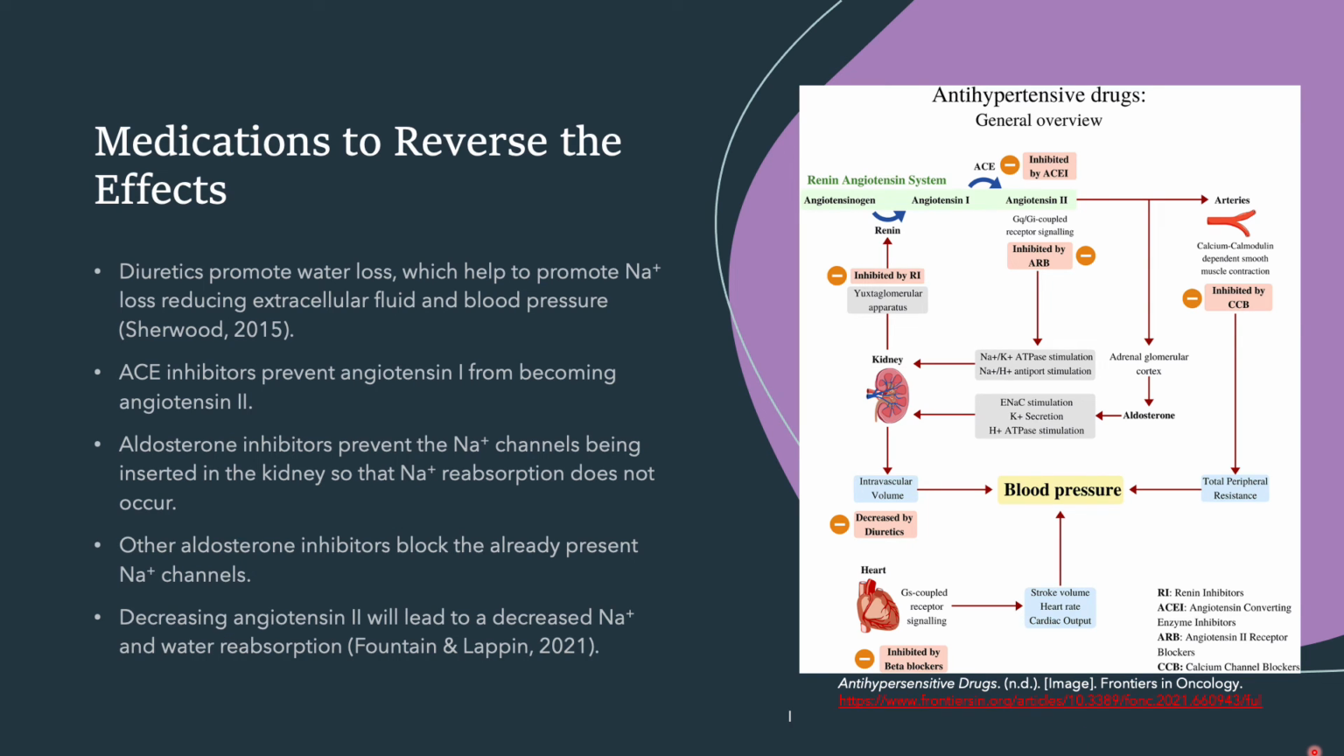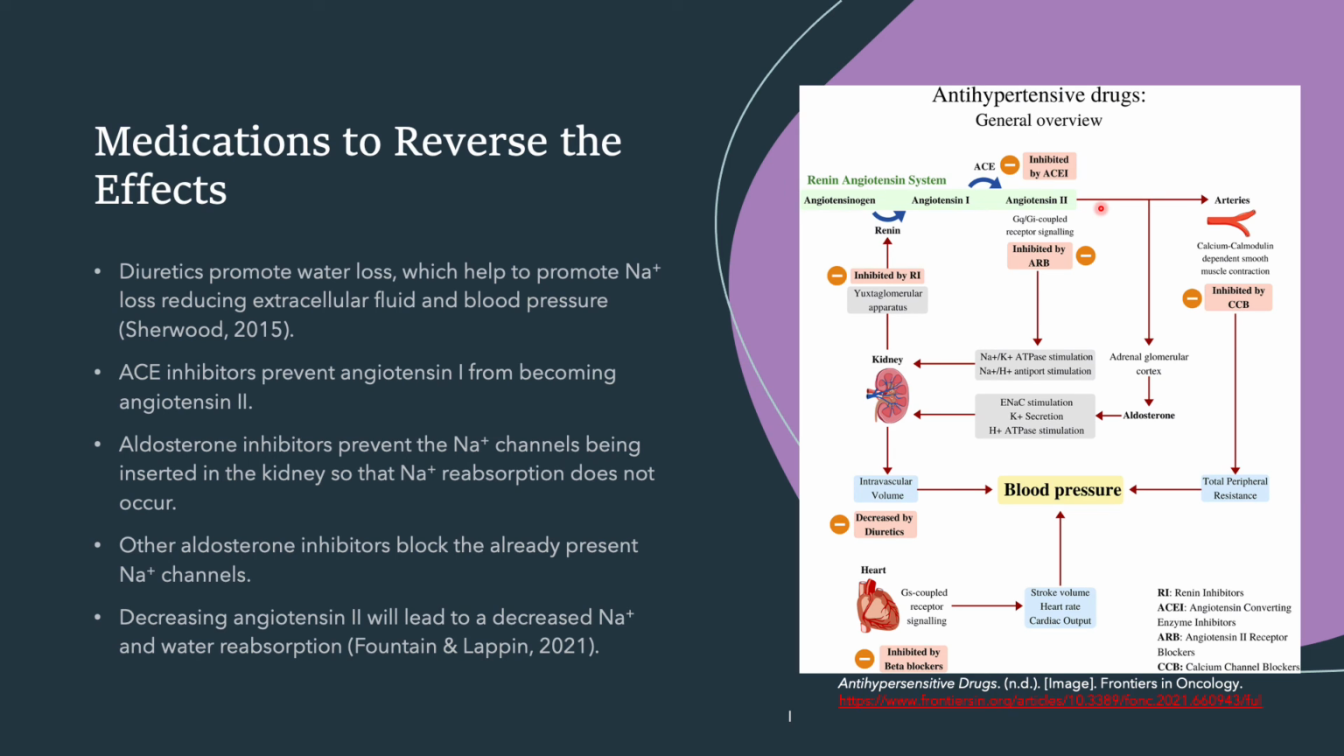Diuretics will end up promoting water loss. And since water loss is promoted, it will promote sodium ion loss, reducing extracellular fluid and blood pressure. Now, the ACE inhibitors are very important as well. ACE inhibitors will prevent angiotensin 1 from becoming angiotensin 2. And angiotensin 2 does cause a lot of these factors to help increase blood pressure, whereas in this situation, we don't need it to be increased because it is already abnormally increased.